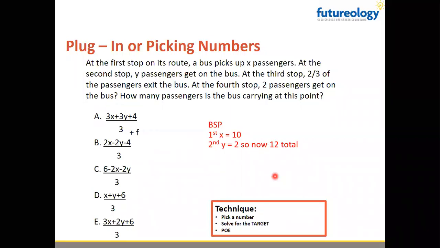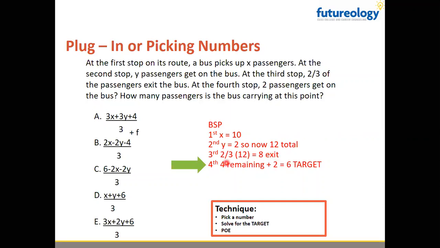At the third stop, 2/3 of the passengers exit. So we have 12 total now, but now 2/3 exit. So 2/3 of 12 is what? It's 8. So 8 exit. So if 8 exit, there's 4 left.